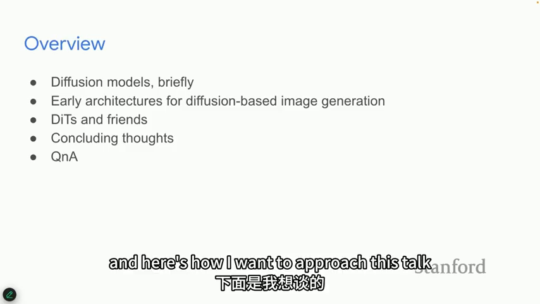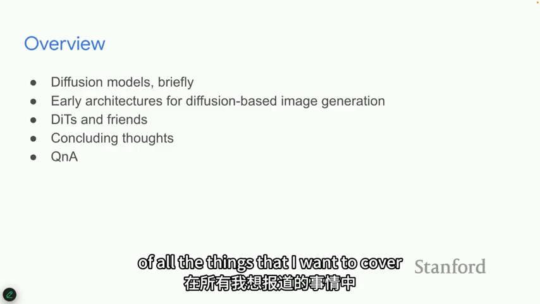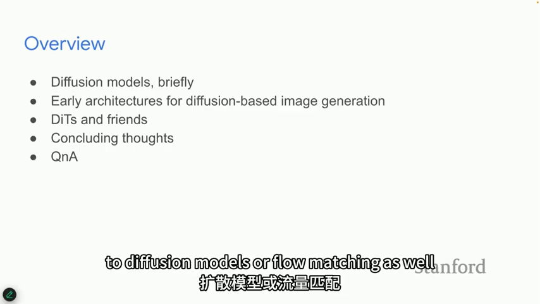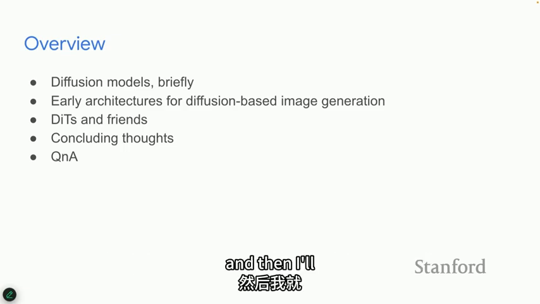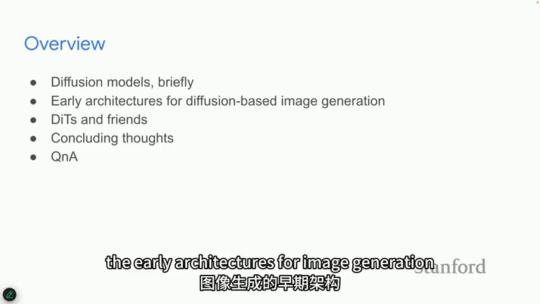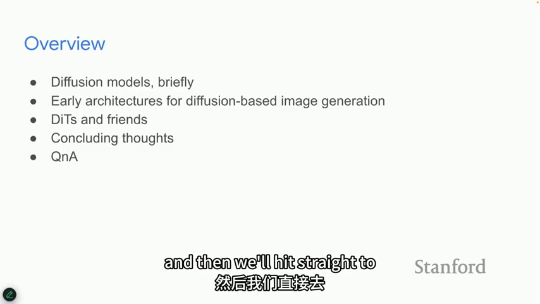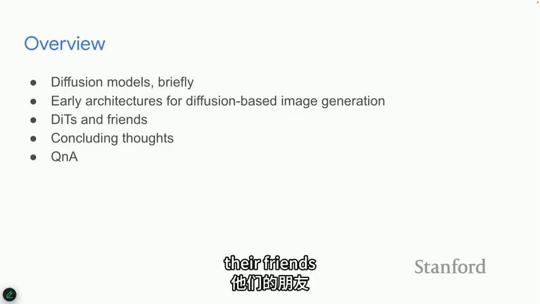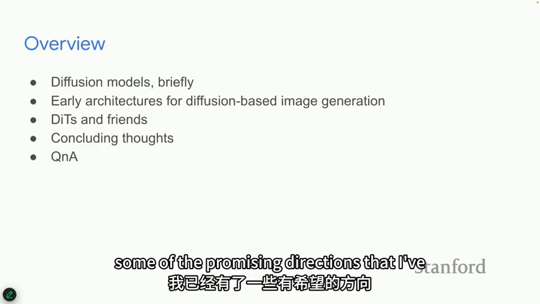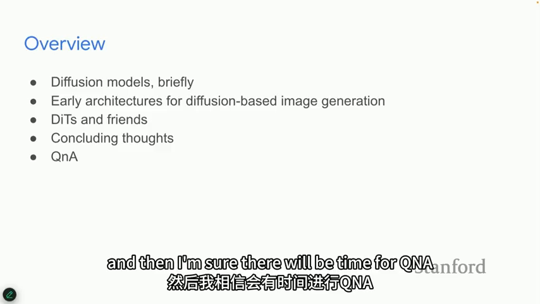Here's how I want to approach this talk. This is the rough overview of all the things that I want to cover. As I mentioned, I'll give you a brief introduction to diffusion models or flow matching as well. Then I'll try to set the context by discussing the early architectures for image generation in this field. And then we'll hit straight to DiTs and, as I like to call them, their friends. I'll conclude with some thoughts, and in those thoughts, I'll discuss some of the promising directions that I've become lately interested in. And then I'm sure there will be time for Q&A.